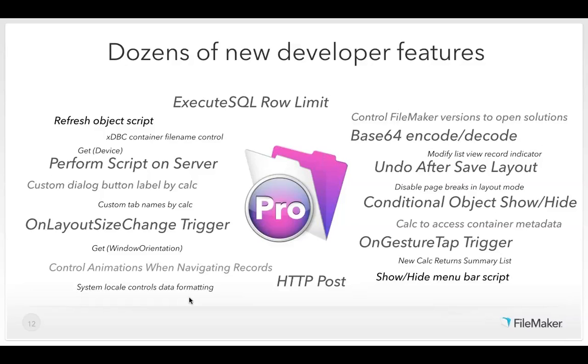Another feature I like particularly is HTTP post. This is a great technique that allows you to more easily integrate FileMaker with other applications, especially other web applications or web services. Another useful feature is the on layout size change trigger. It's a long name, but it's a very simple concept. This allows you to see when the layout changes. In particular, this will help you to capture the situation where someone rotates a device and then you can take appropriate actions.